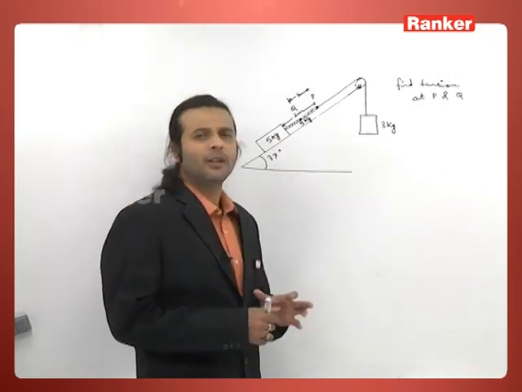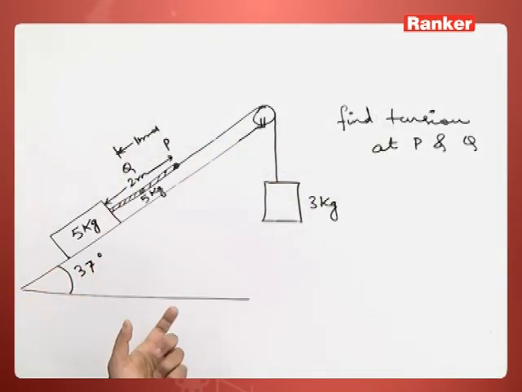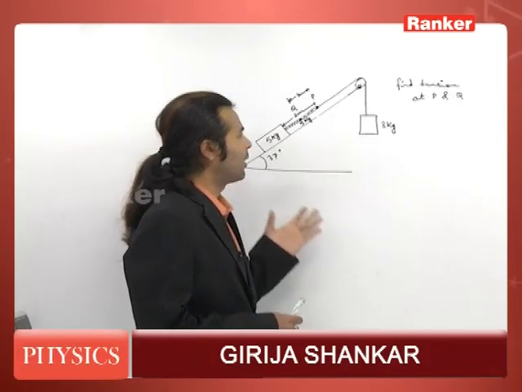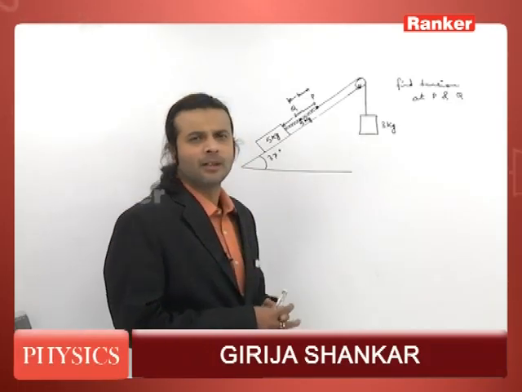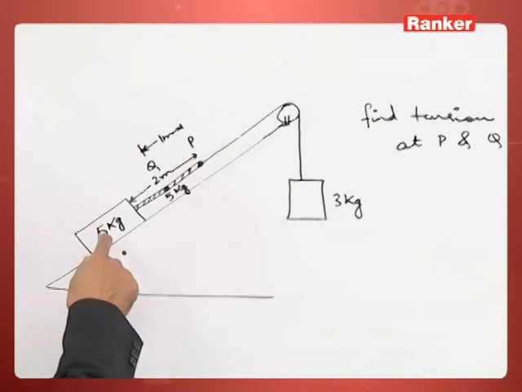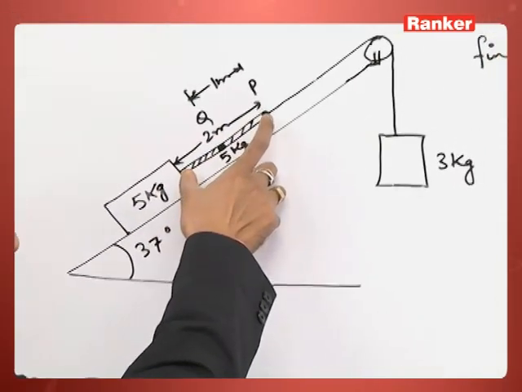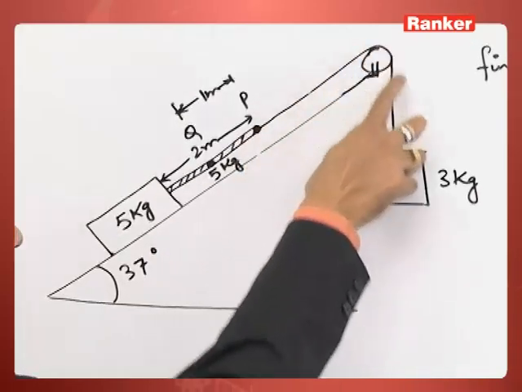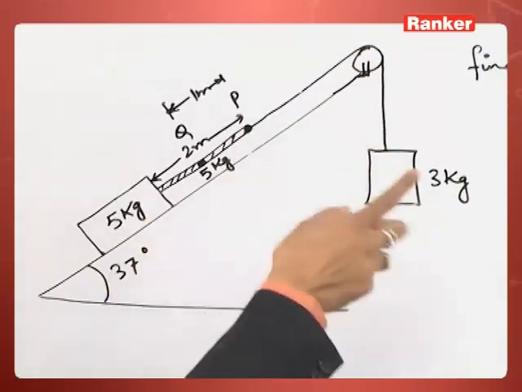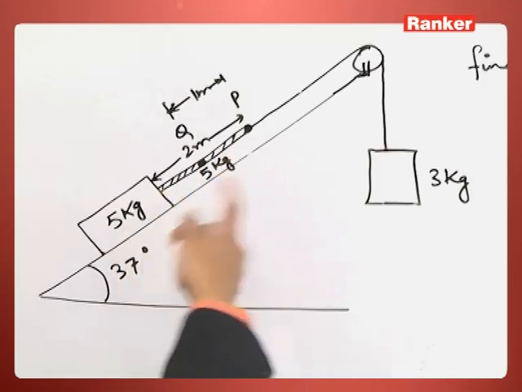So we will continue with these problems with JEE Mains, on how to solve problems that come in JEE Mains. So this is a problem like a 5 kg block connected with a 5 kg rope of length 2 meter, and this is a light string with a 3 kg block. I need to find tensions at P, Q, everywhere.